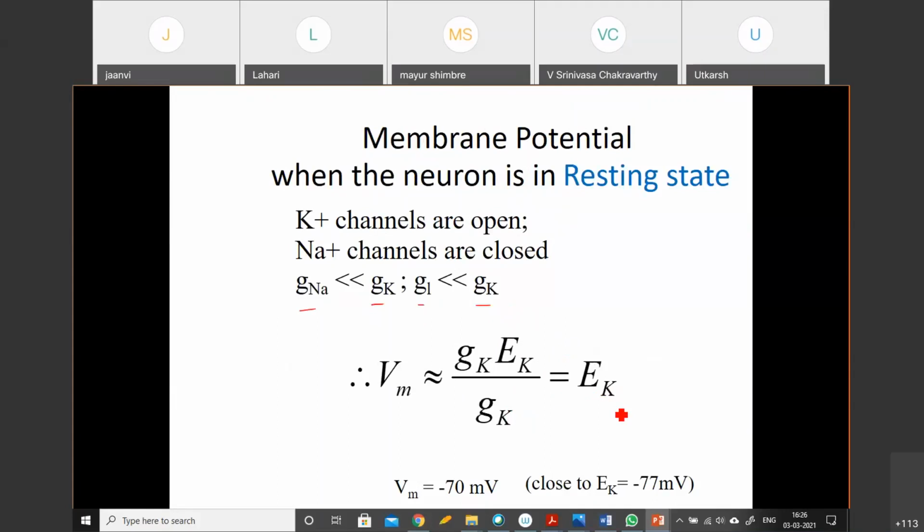And so EK is minus 77 millivolts, which is kind of close to minus 70 millivolts. Basically, what we're trying to say is, under resting condition, VM is close to the Nernst potential of potassium, which is EK.